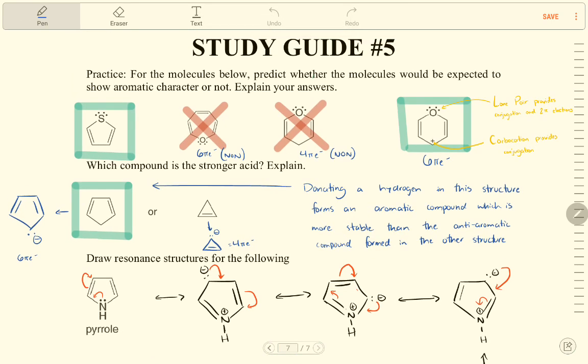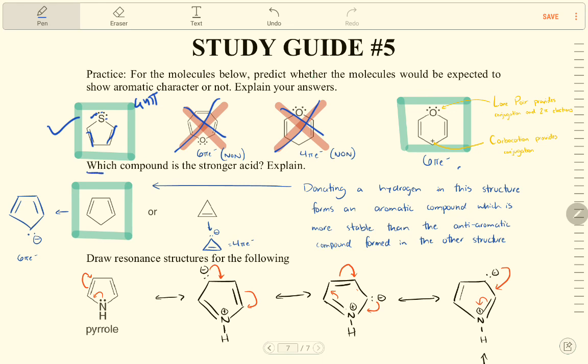Now when you practice, for the molecules below, predict whether they will have some aromatic character or not. In here, yes, this is 1, 2, 3, 4, so it's 4n pi, yes. This is 6 pi, so no. This is 4 pi, no. This is 6 pi electrons, and the carbocation provides conjugation and the lone pair provides conjugation, a 2 pi electron system.